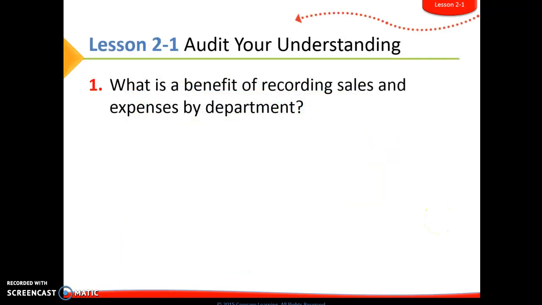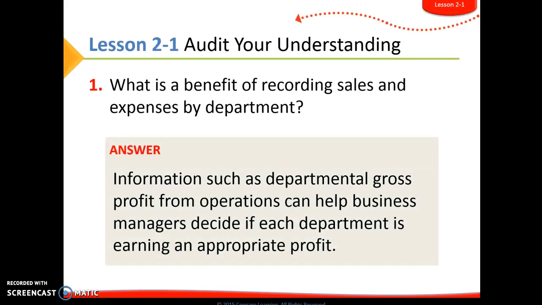All right, question number 1. What is a benefit of recording sales and expenses by department? Information such as departmental gross profit from operations can help business managers decide if each department is earning an appropriate profit. So in the example that we were looking at, they had grills and then they also had furniture. So we might be able to keep track and maybe we realize that we don't have as much sales in furniture and then we can look into what do we need to change, what's going wrong. Okay.